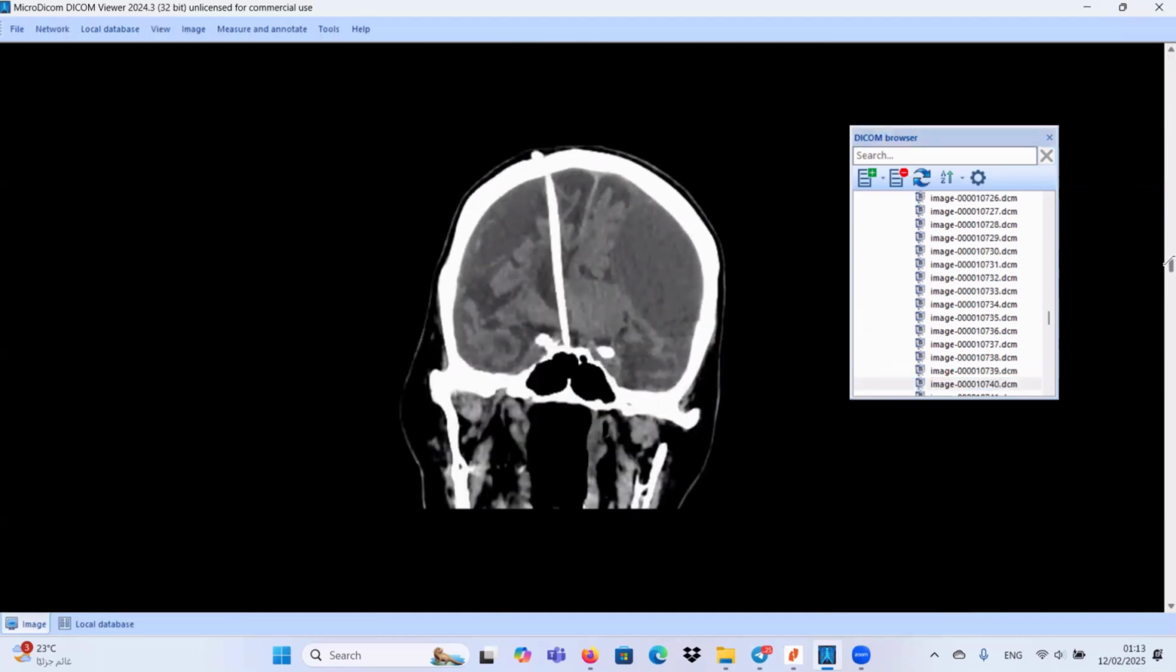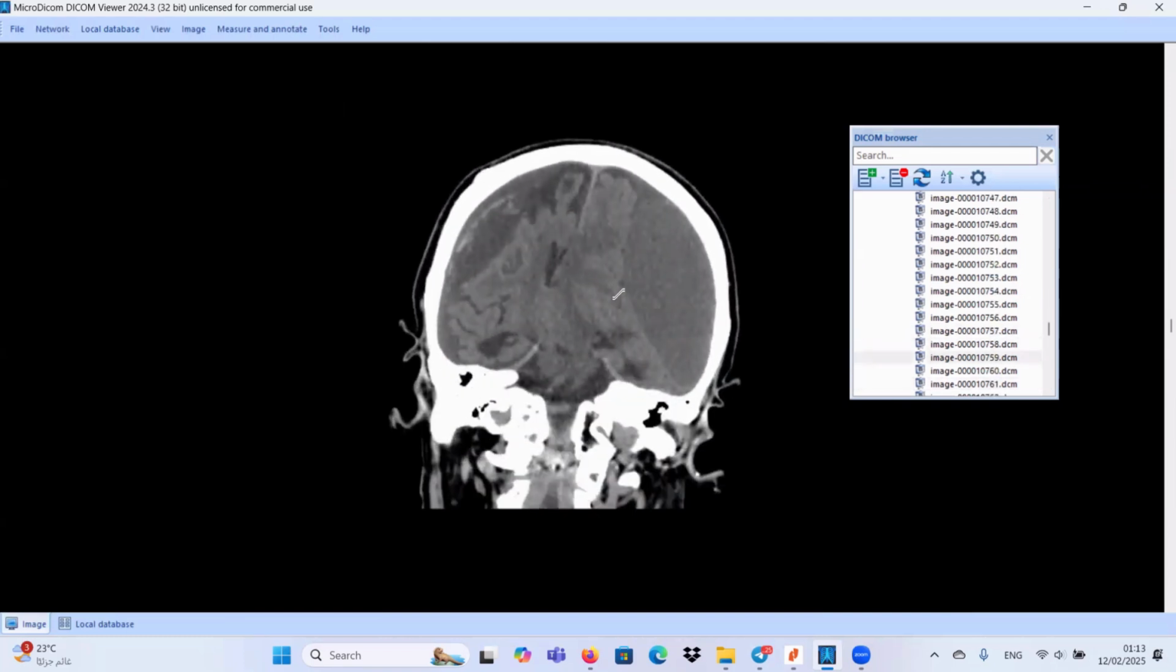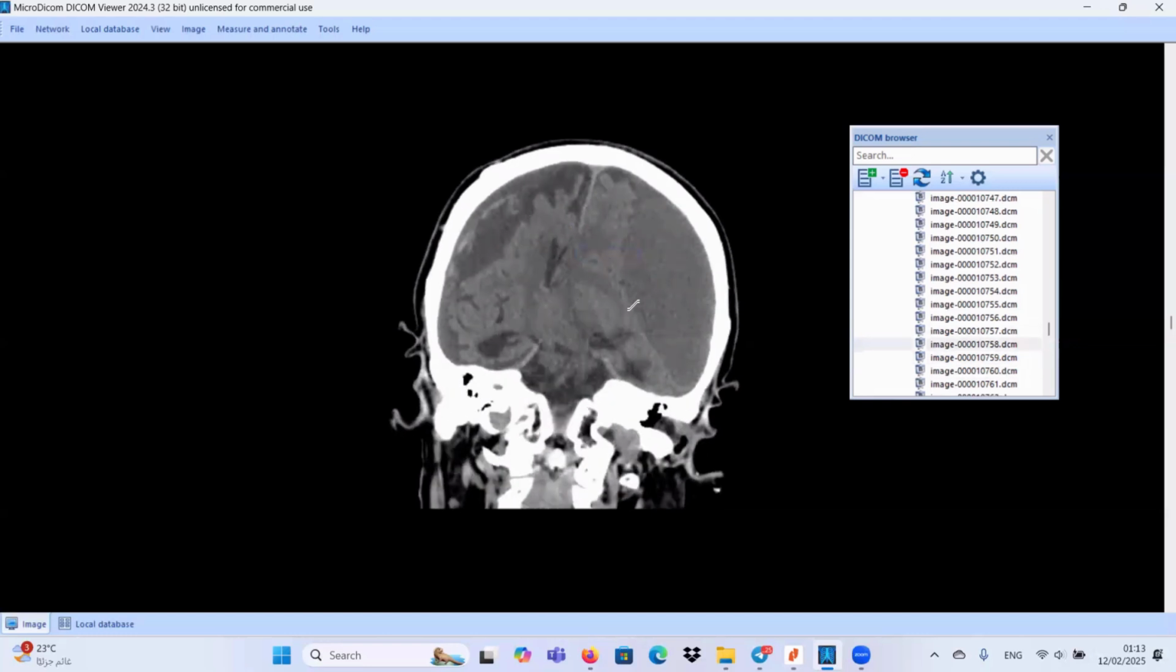Here we have shunted tube. It is malpositioned. Its lower tip is present in the sella turcica, so we should report this one. We have also some of the brain tissue crossing the midline from left side to right side, so we have subfalcine brain herniation. And also we have here some of the brain tissue. It's crossing the tentorium cerebelli. This is the site of the tentorium cerebelli.